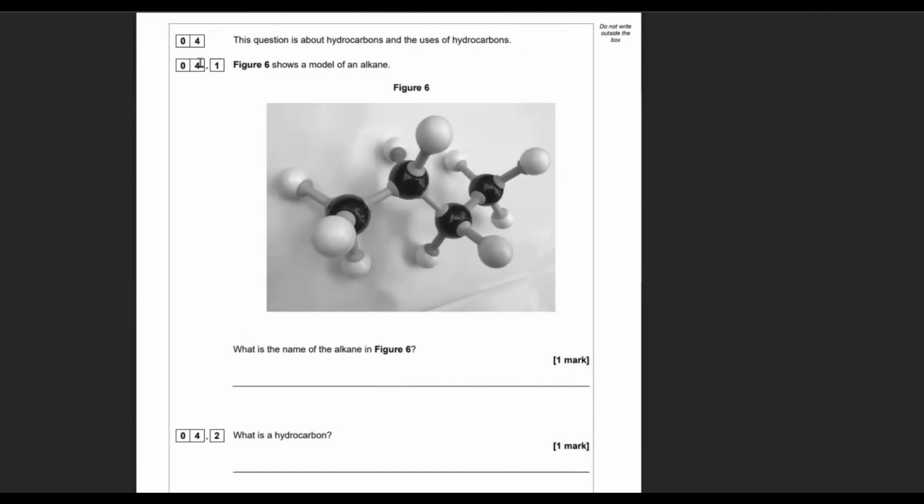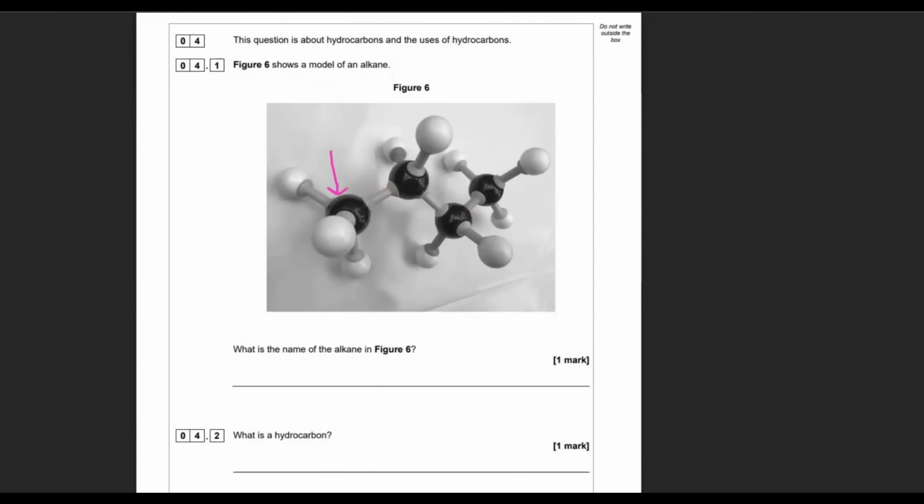Right, let's go. Question 4 is about hydrocarbons and the uses of hydrocarbons. 4.1: Figure 6 shows a model of an alkane. So this is an alkane. Name the alkane in Figure 6.